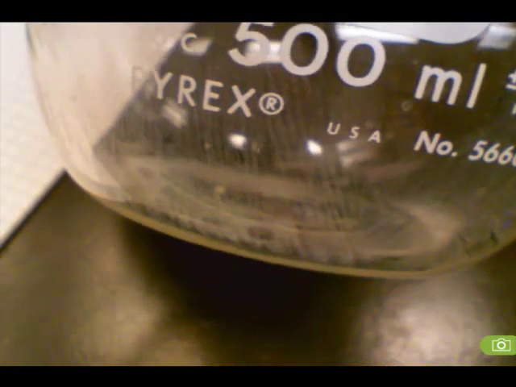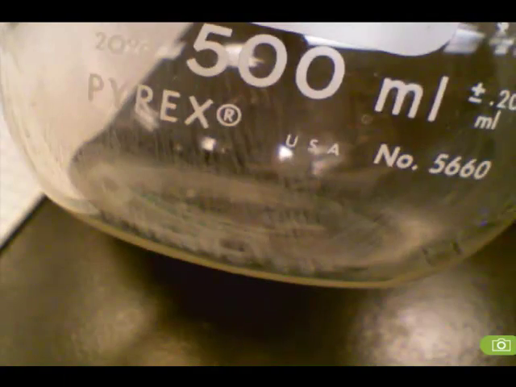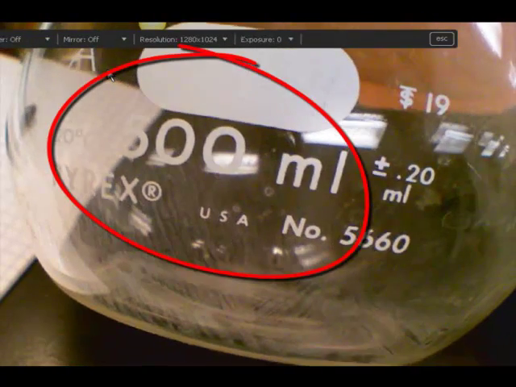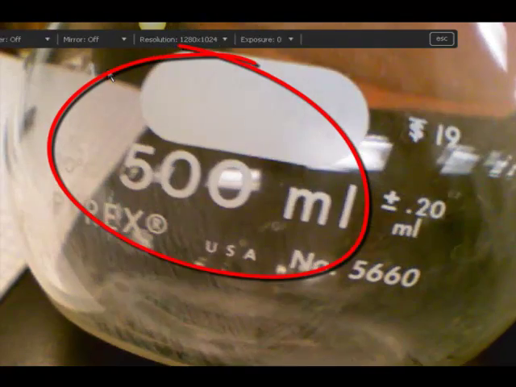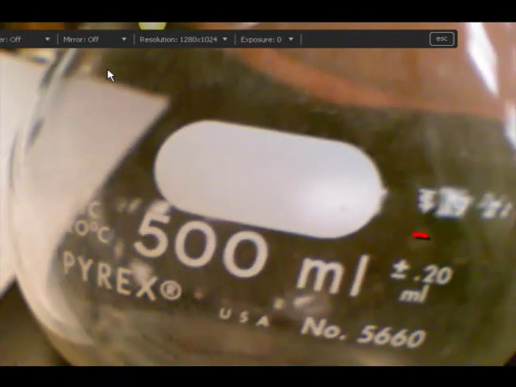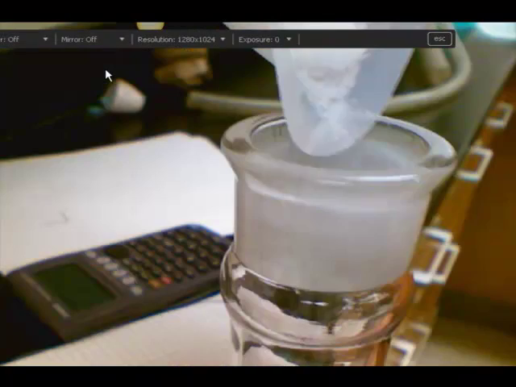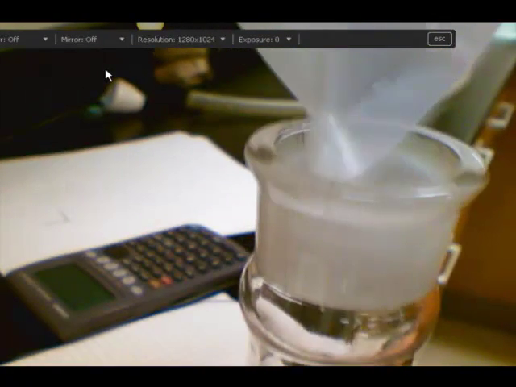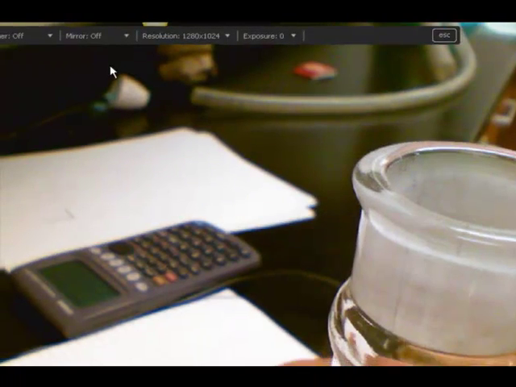The flask I'm using here is a 500 milliliter flask, and you can see that it's calibrated to contain plus or minus 0.20 milliliters. So this is a very precise vessel. This is the kind of thing that you use for creating solutions of known molarity. Now I'm going to make sure that all of my sodium chloride makes it into the top of the opening of my flask.